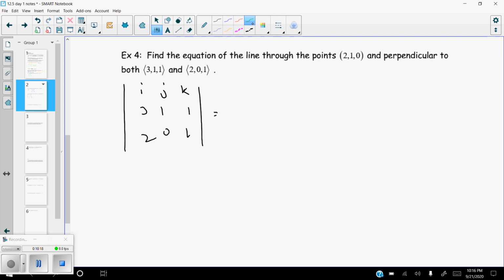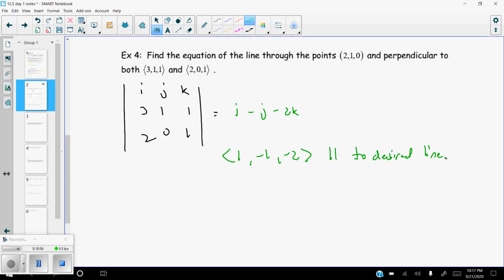Eliminating the i row and column is going to give you 1 minus 0, so that's 1, so you get 1i. Eliminating the j row and column, you're going to get 3 minus 2, so that's 1, but remember it's always minus j. And then eliminating the k row and column is going to give you 0 minus 2, so that'll be minus 2k. So the vector that we need is 1, negative 1, negative 2. That vector is parallel to the desired line. And since it's parallel to the desired line, the 1, negative 1, and negative 2 are your slopes.